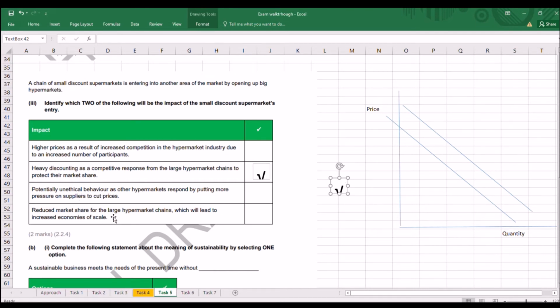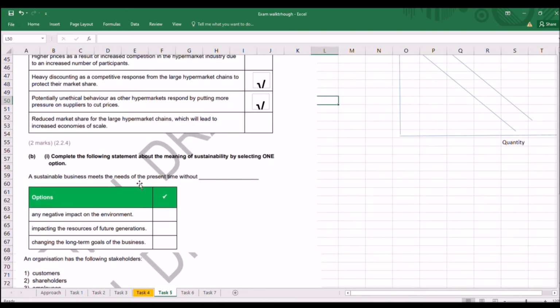Reduced market share for the large hypermarket chains will lead to increased economies of scale. Well, reduced market share, so reduced amounts will lead to reduced economies of scale. So it can't be that one. It can't be that one. That one's definitely true. This one's a theoretical, but whether it happened in reality or not is questionable, because the suppliers would actually simply just shift to the new entrant. And so it's those two.